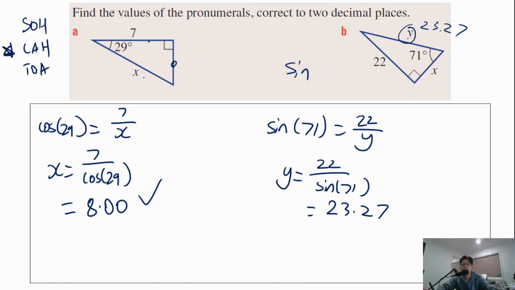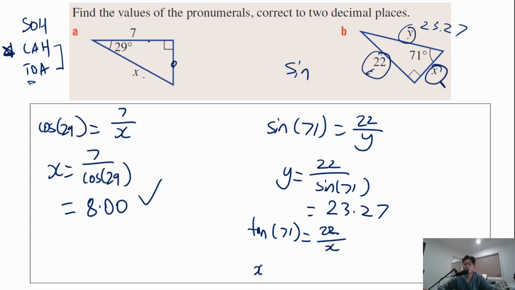Alright, now let's solve for x. For x, we can use either of these two because they both have the adjacent side, and we know both the opposite and the hypotenuse. But I'm going to use TOA here, tan. So that means I'll be using opposite and adjacent, these two sides. So tan 71, sorry, that is our angle that we have, is going to equal opposite, which is 22, over x. Rearrange that, and x equals 22 over tan 71.